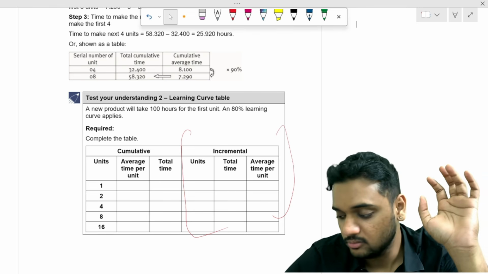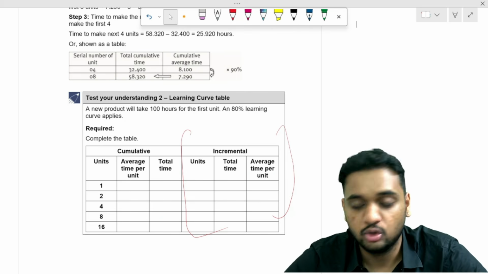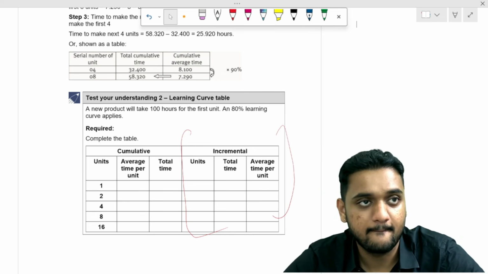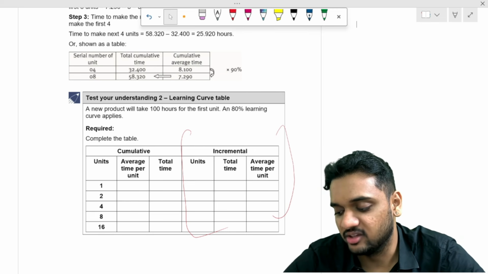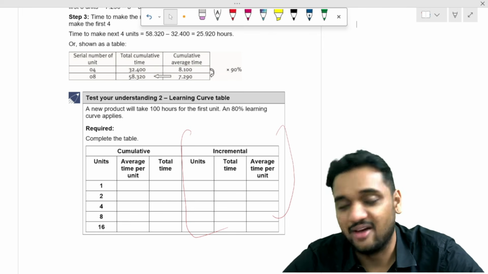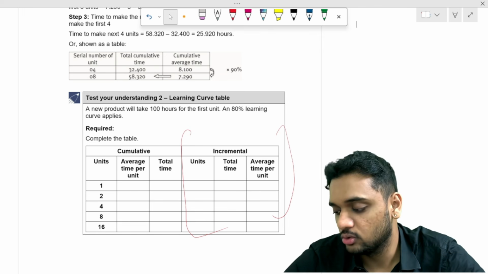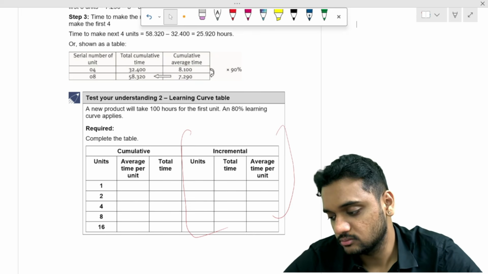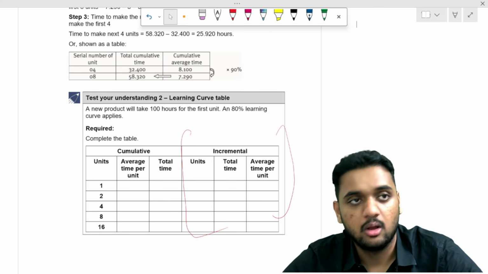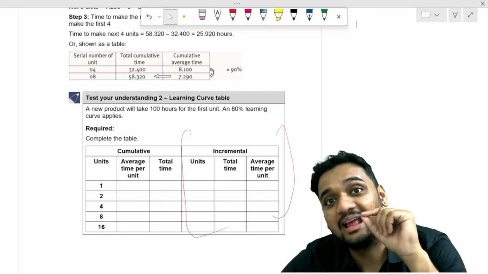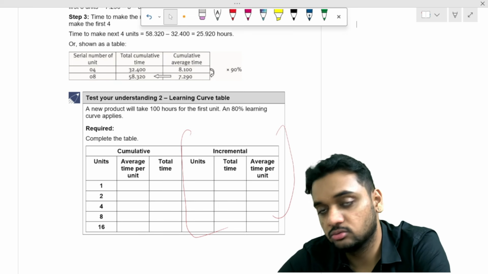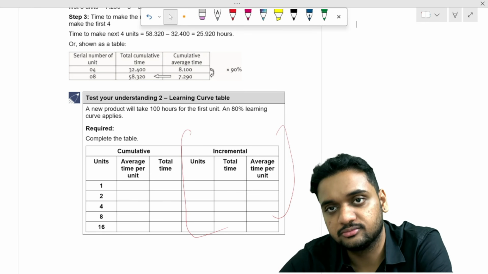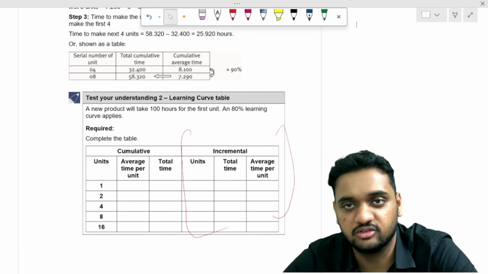Understood? For next, incremental is what? 2. From 2 it is becoming 4. So 2. How much is total time increasing? Minus 160, it is increasing by 96. What is average time? 96 by 2. They are asking for incremental average time. 48. Next. Incremental, because 2 units, no? Incremental average time is incremental cost divided by incremental units.